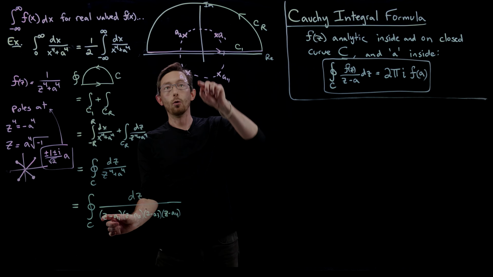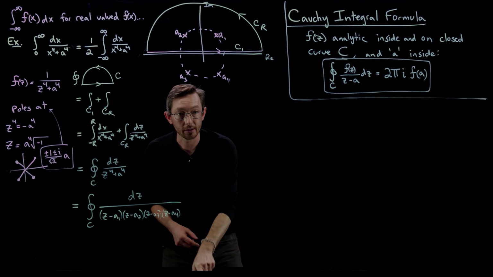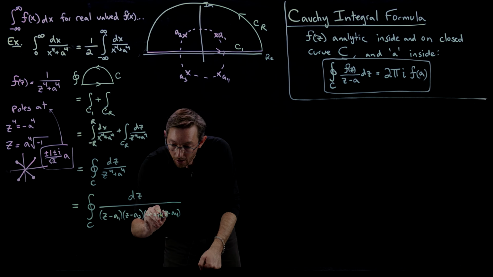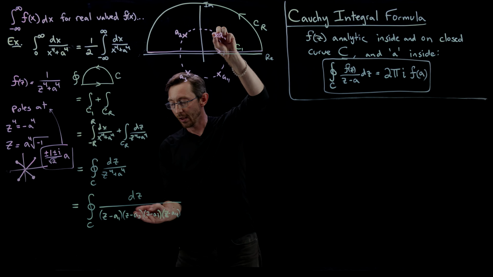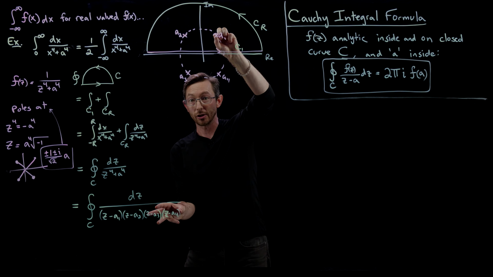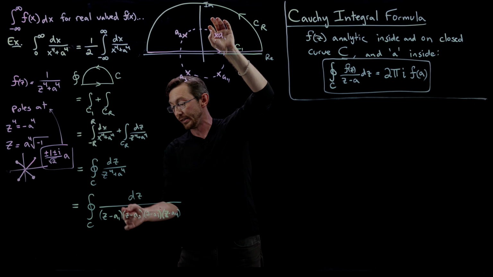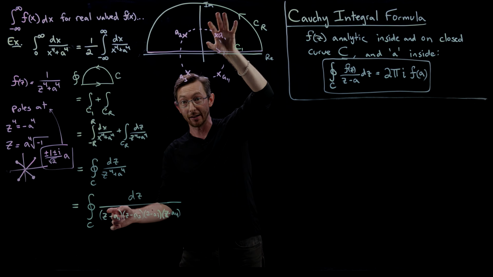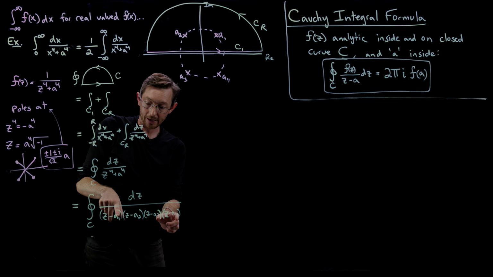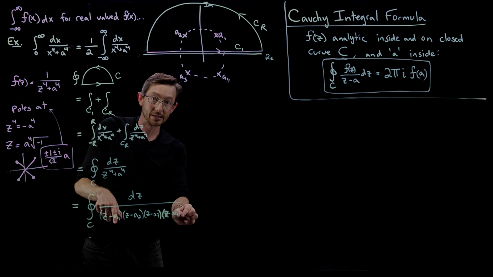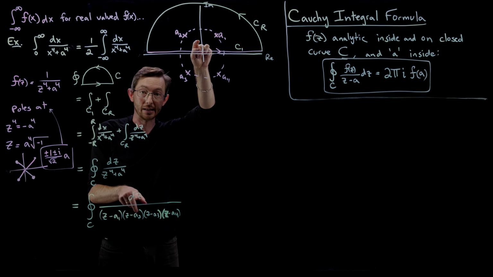And away from a1, all of this other part of this function, I'm sorry, that was a mess. Away from a1, all of the other terms in this expression are analytic at a1. This is the only part of this function that's not analytic at a1. Similarly, around a2, 1 over z minus a1 times z minus a3 times z minus a4, that's analytic at a2. The only part that's not analytic at a2 is this part here.